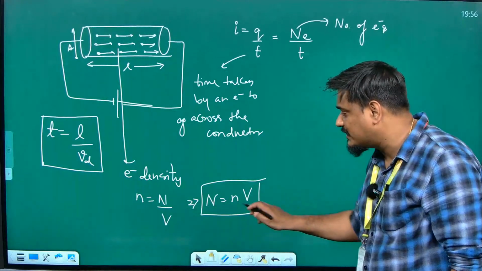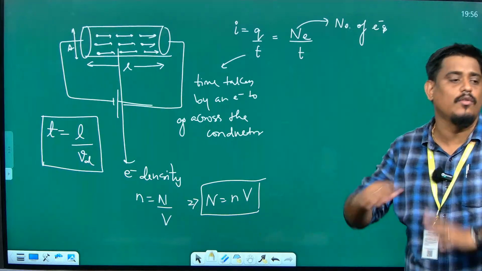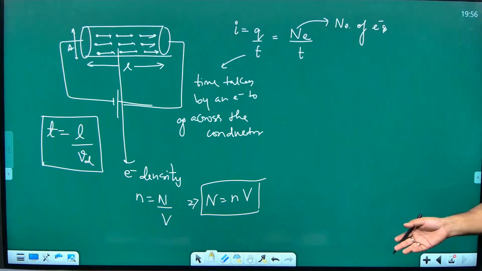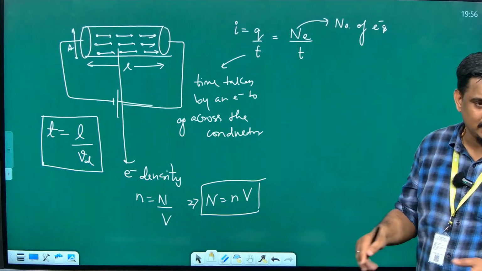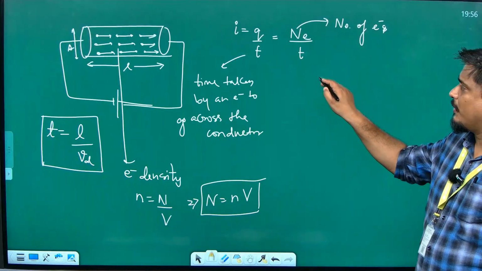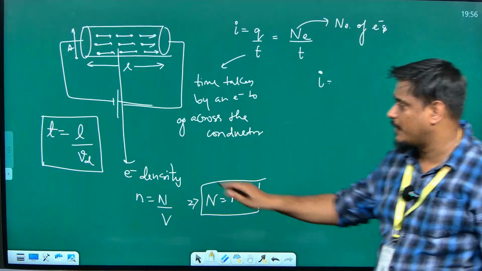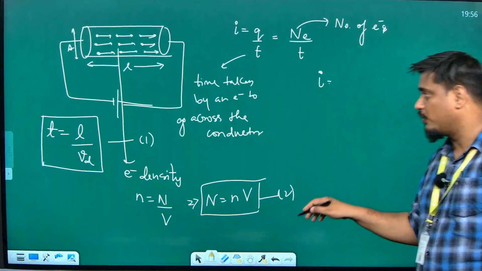Now what is electron density? How many electrons there are in unit volume. And what is V? Total volume. What is volume? Area into length. I hope everybody knows the cylinder: if you multiply the area of cross section into length, you get the volume. This is equation number 1 if you want to write, and this is equation number 2.